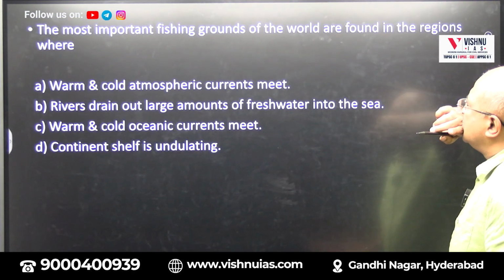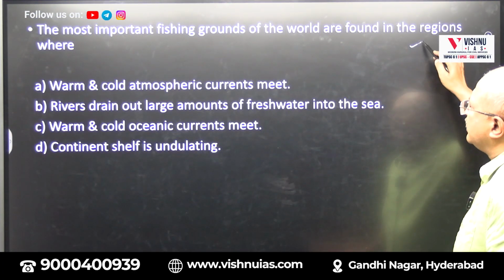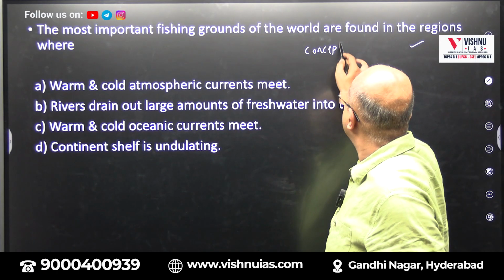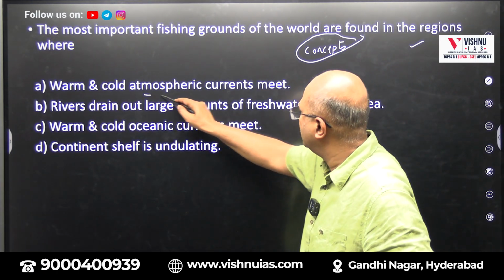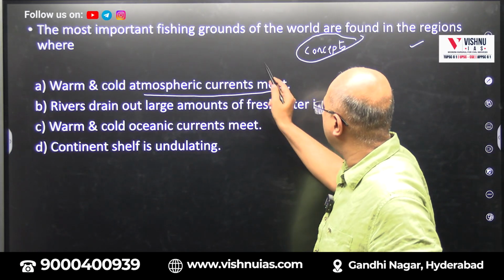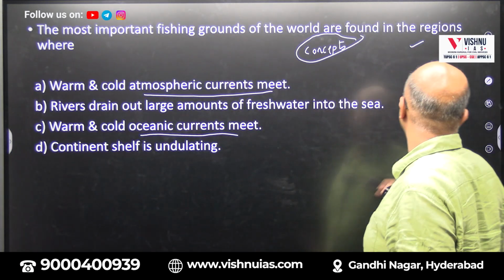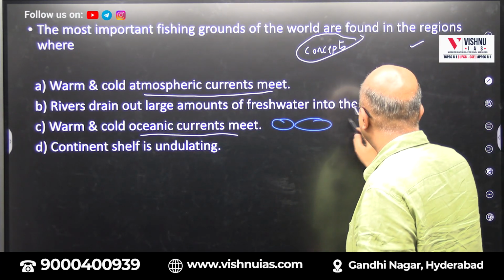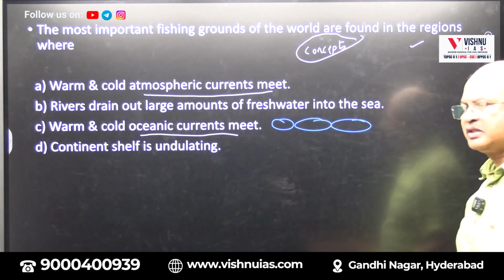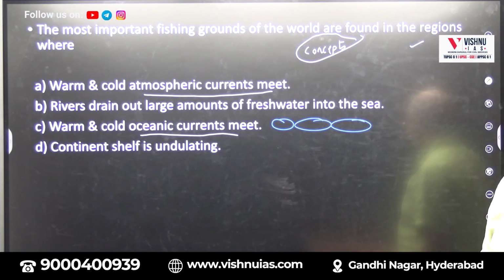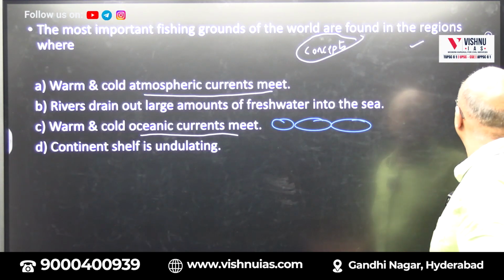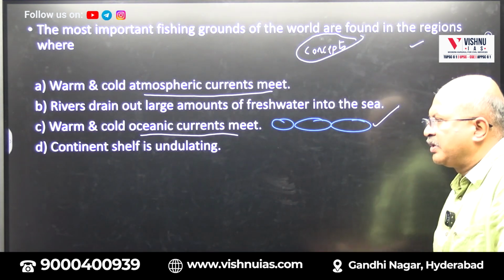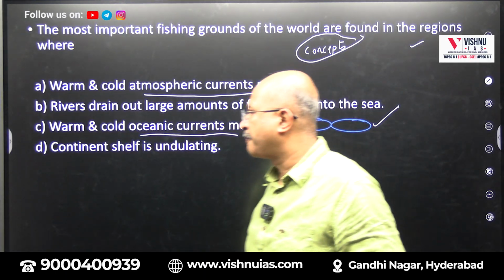Now take this question. The most important fishing grounds of the world are found in the regions where, now again, this is associated with the concepts, which include the statements here: warm and cold atmospheric current, warm and cold oceanic currents. Now many students will make a confusion and they will mark here. So this is associated with the warm and cold oceanic currents. Wherever they meet, they create advection fog, which plays an important role in the growth of phytoplanktons and zooplanktons, which attract the fish, and hence they become the best fishing grounds in the world.